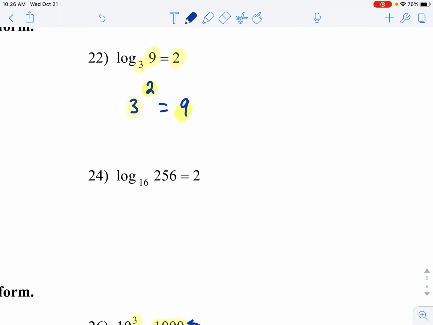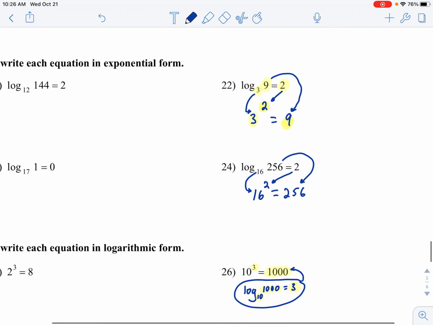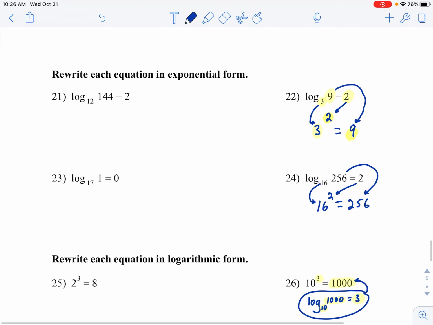Let's do this one. So the base is 16. The power is 2. And the answer is 256. This number goes here. This number goes here. That number goes there. This goes here. This goes here. That goes there. So again, you might want to pause the video and do 21 and 23 real quick. Just make sure you get it down.